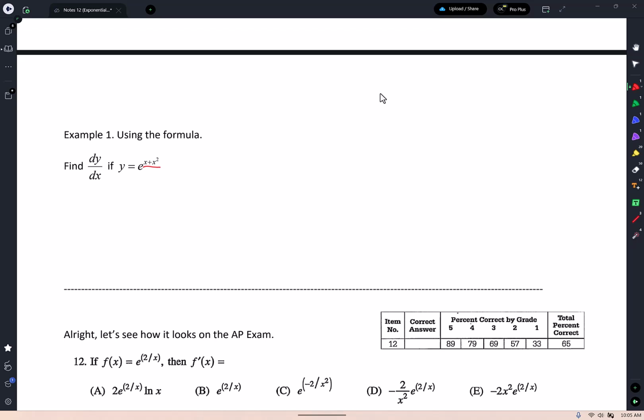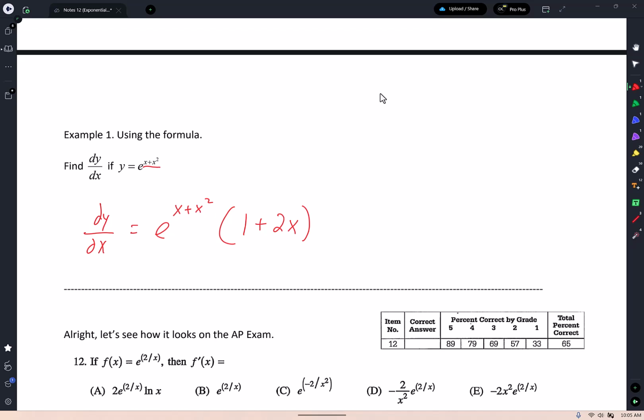Just use the rules. So y prime, or dy dx, equals the derivative of e to anything is itself, as long as the anything is an expression in terms of x, right? If it was e squared, the derivative of e squared is just 0 because it's a constant. So dy dx equals itself, e to the x plus x squared. Am I done? No. Chain rule, that's why you see me open a parenthesis. What's the derivative of x? 1 plus the derivative of x squared? 2x. Done. Leave it alone.